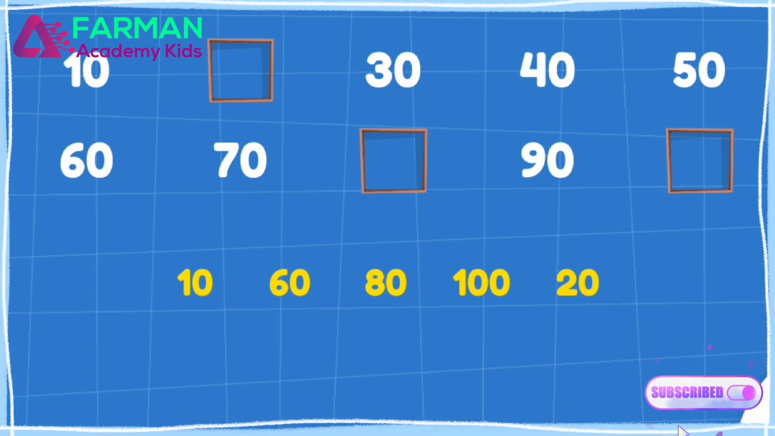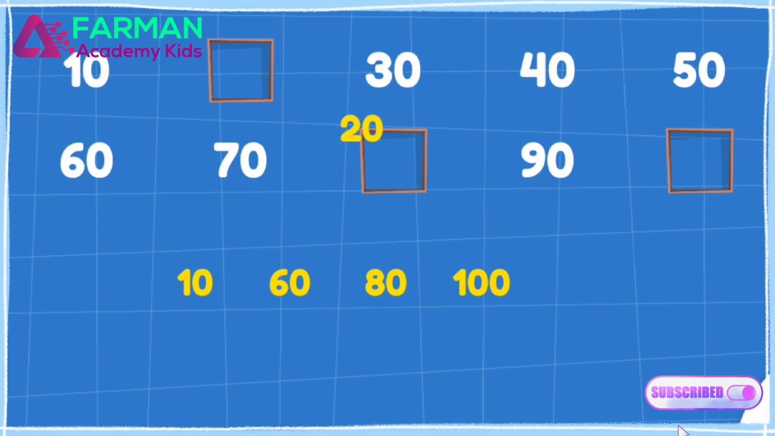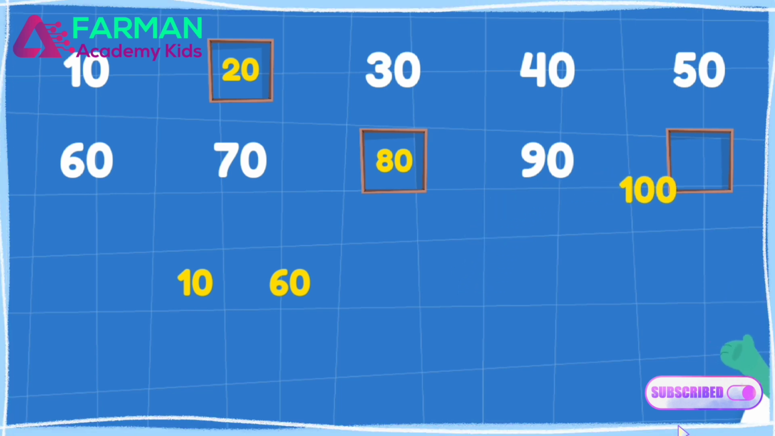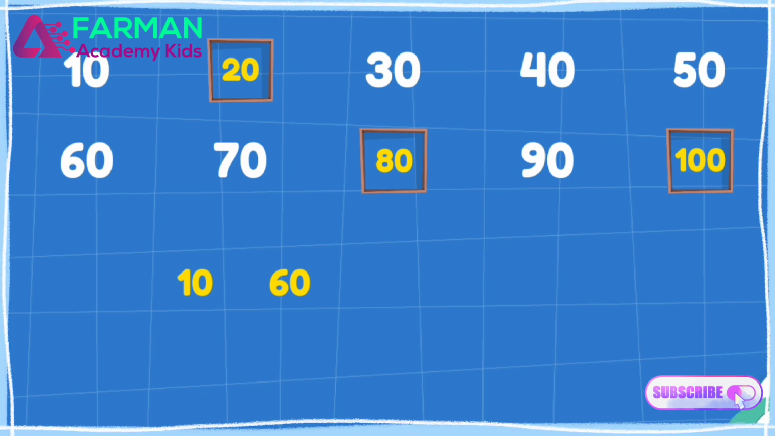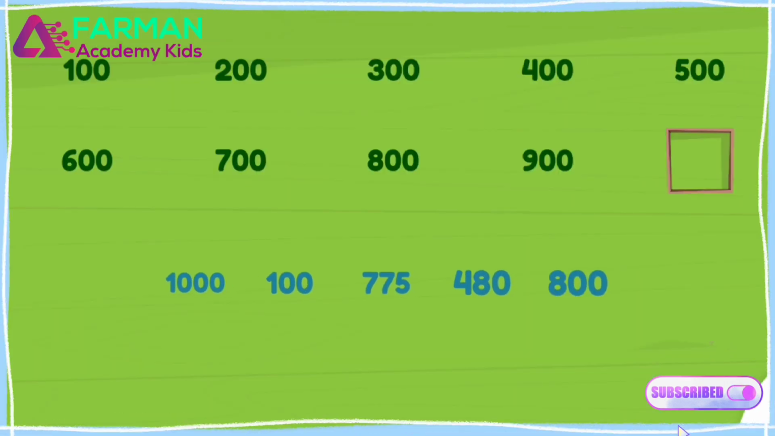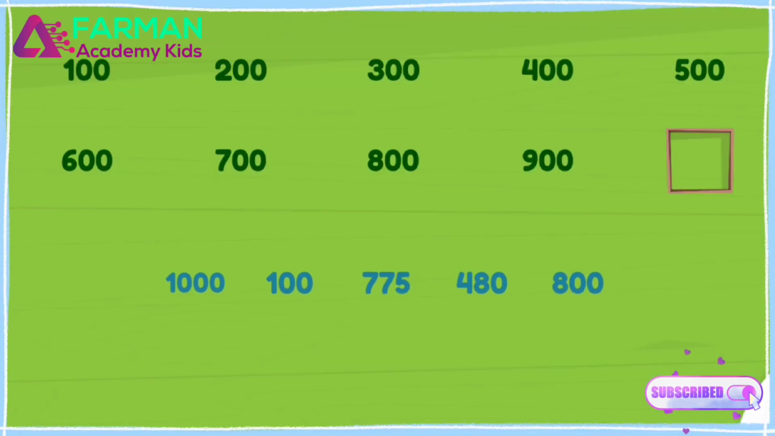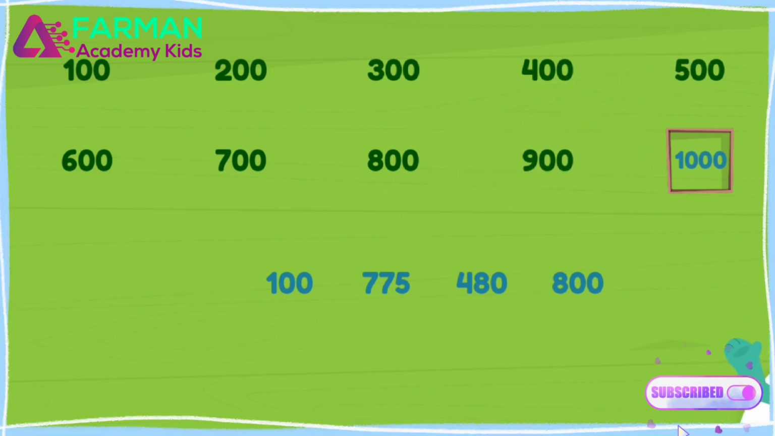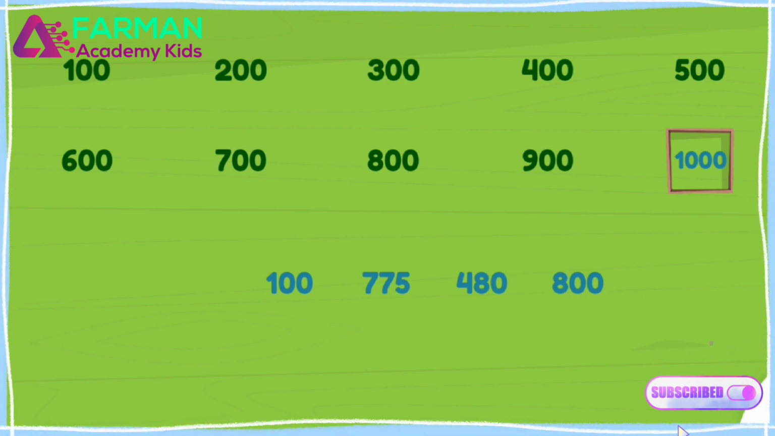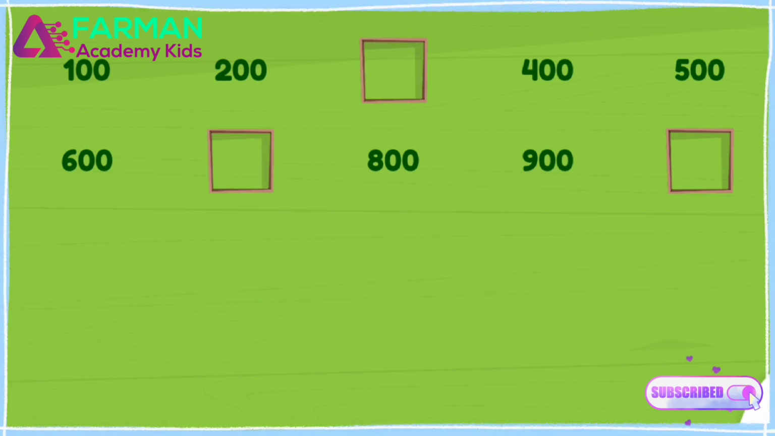Drag the correct numbers to the empty squares. 20, 80, 100. Good job! Now let's skip count by hundreds. Fill in the blank. Yay! You skip counted to get to 1,000. Let's do it one more time. Fill in the blanks.